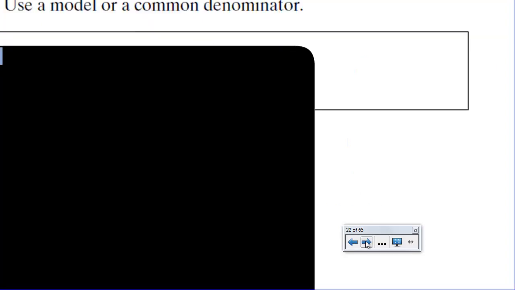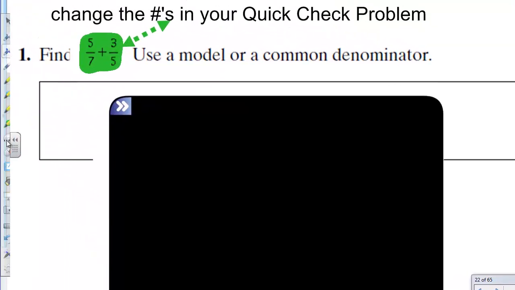All right, you are going to do the quick check problem in your book. However, please make note and change the problem in your book. You're going to find the answer to 5/7 plus 3/5. So on quick check number 1, you're going to do 5/7 plus 3/5. You can hit pause right now on your video, and then I will come back on with the final answer. Please hit pause, do this problem, and we'll be back with the right answer.